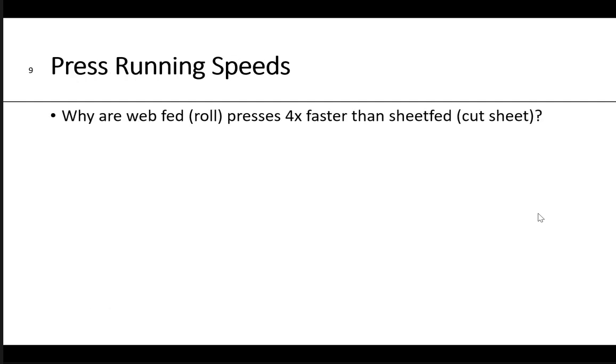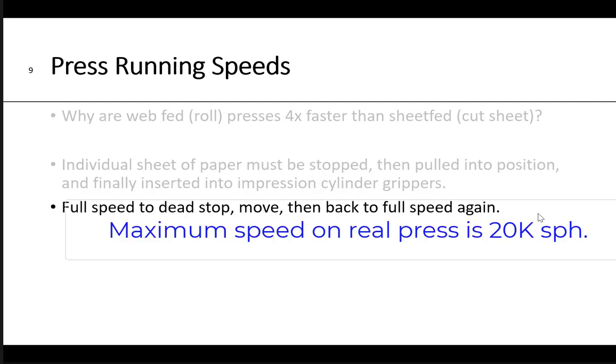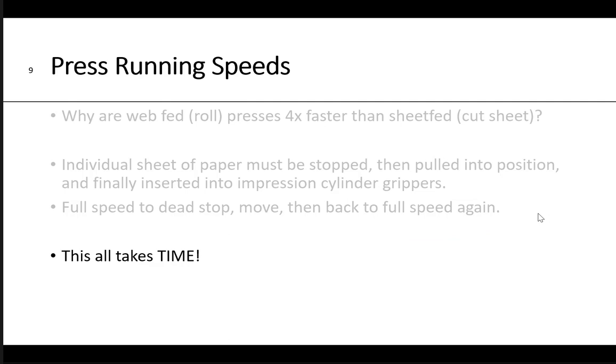Now let's just talk briefly about running speeds. Web presses using a roll of paper are 4 times faster than a sheet fed press using cut sheets. That's because on a sheet fed press, each and every individual sheet of paper has to be stopped, then pulled into position or pushed into position, and then finally inserted into the impression cylinder grippers. So the press itself is not stopping, but the sheet of paper travel is going from full speed to a dead stop, being moved, and then going back to full speed again. That takes time. That's why a sheet fed press is slower than a web press.